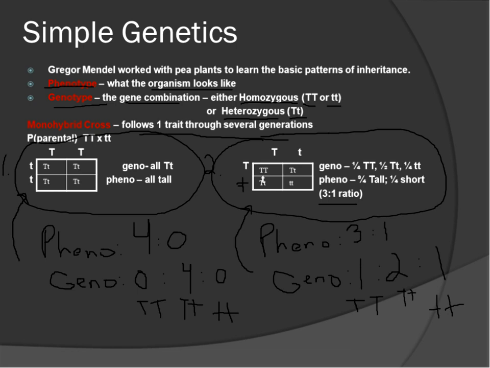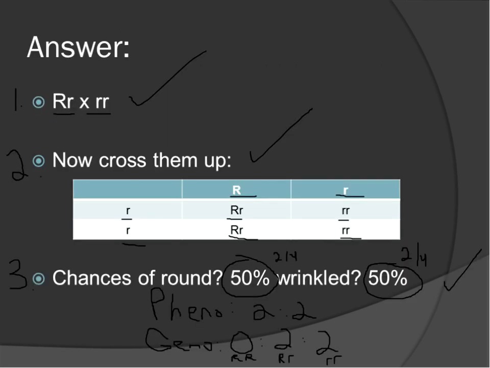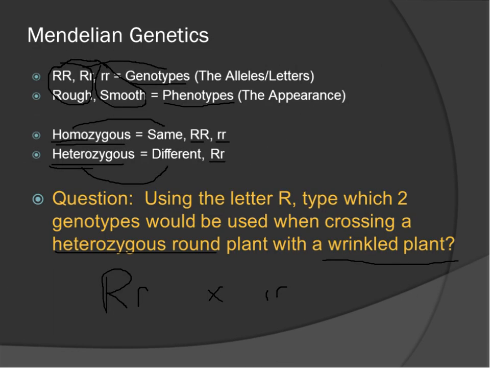Everybody else was close, but let me give you a little tip. Every time you add the numbers in phenotype and genotype, it'll always equal 4. Look, 4 plus 0 is 4. 0 plus 4 plus 0 is 4. 3 plus 1 is 4. 1 plus 2 plus 1 is 4. So every single ratio will always add up to 4. It's just how those numbers are spread out depends on what you're looking at.